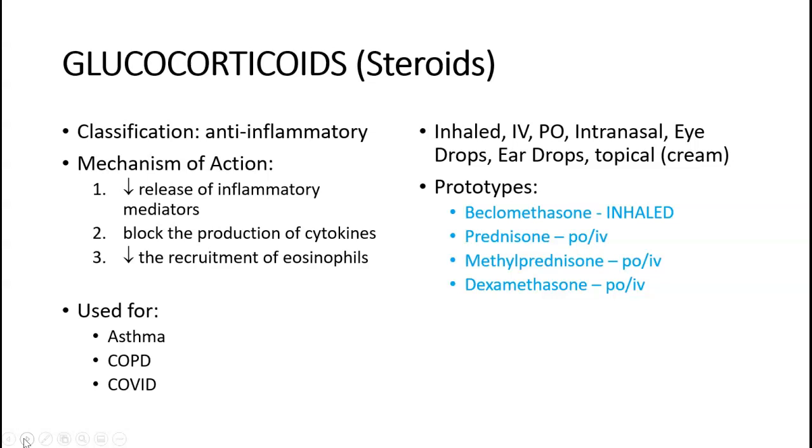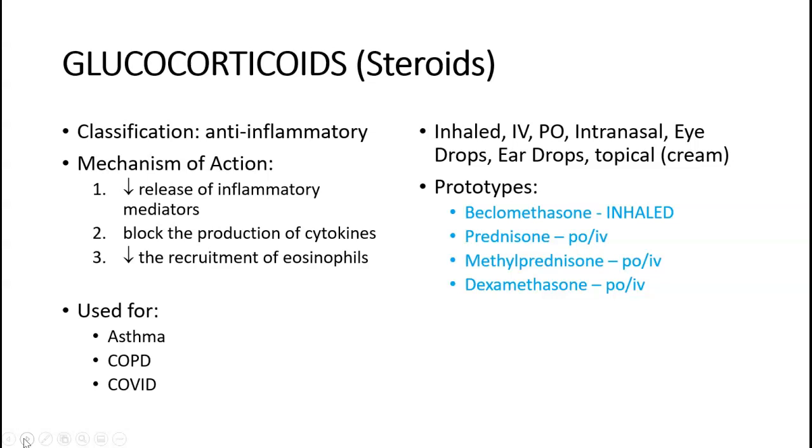So steroids, how do they come? Holy moly, they come in all kinds of things. They can be inhaled. They can be given IV. They can be given orally. They can be given intranasally. Anybody take a nasal spray for allergies? That is a kind of a preventative. Those are intranasal glucocorticoids. Eye drops, ear drops, and then even topicals. If you think about all of the creams that are over the counter for swelling, inflammation, itching, a lot of those have like hydrocortisone in them.